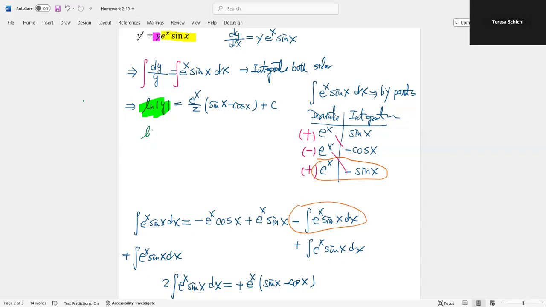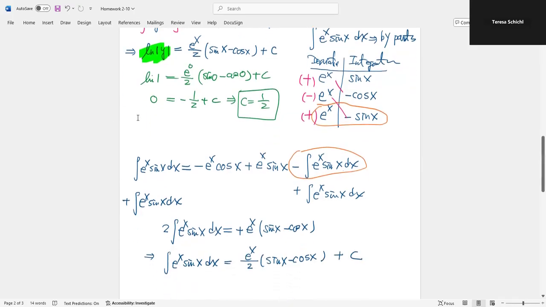So this is natural log of 1, and then this is e^0 over 2 times sine 0 minus cosine 0, plus C. So this is equal to 0, and sine 0 equals 0, cosine 0 equals 1. So it's equal to negative 1/2 plus C, right? So now finally I got my C equal to what? 1/2.